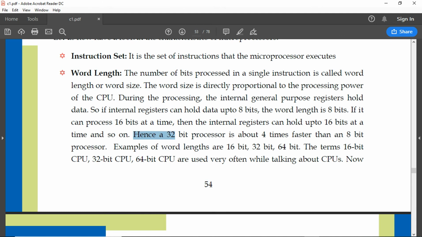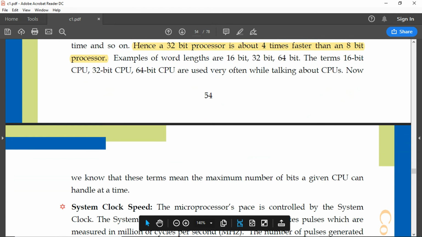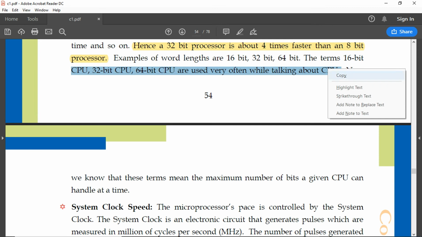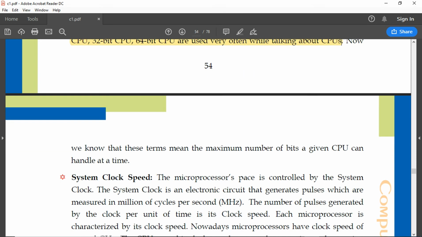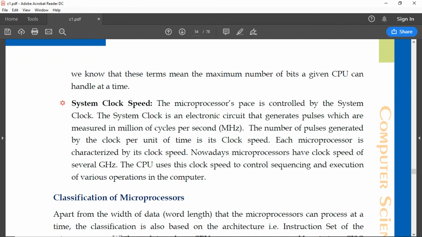Hence a 32-bit processor is about 4 times faster than an 8-bit processor. Examples of word lengths are 16-bit, 32-bit, 64-bit. The terms 16-bit CPU, 32-bit CPU, 64-bit CPU are used very often while talking about CPUs. We know that these terms mean the maximum number of bits a given CPU can handle at a time.